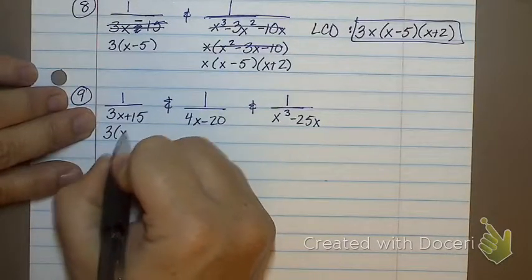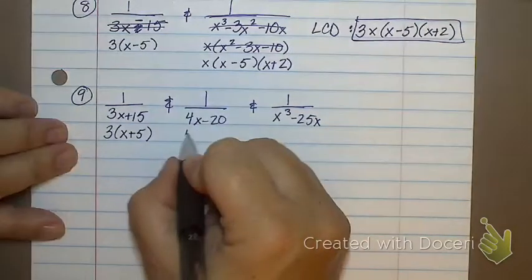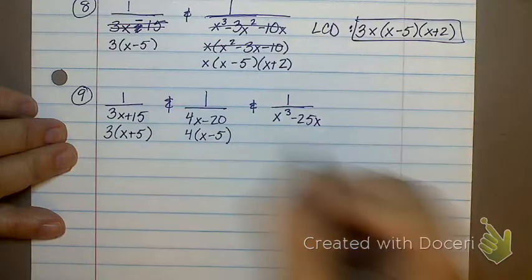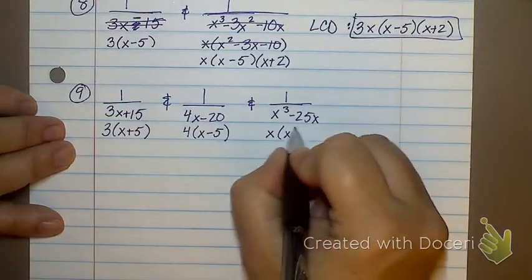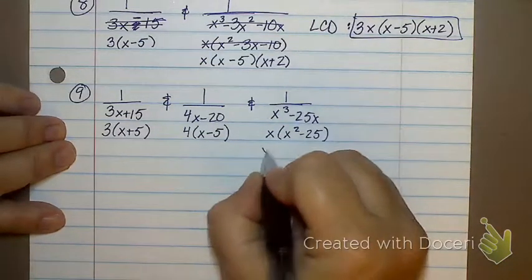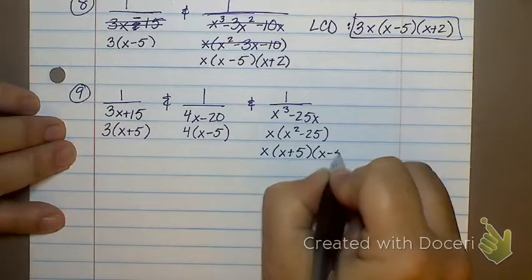3 and x plus 5, right? This one is 4 and x minus 5, yes? This one, if I take out an x, I have x squared minus 25, which can go further, can't it? X and then x plus 5, x minus 5.